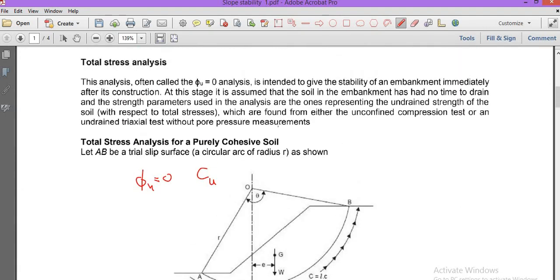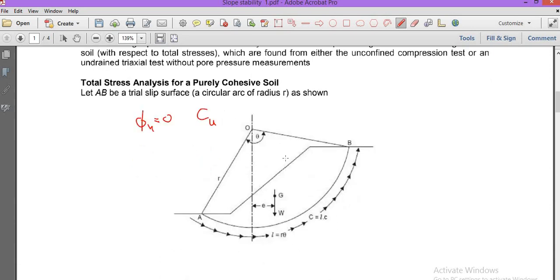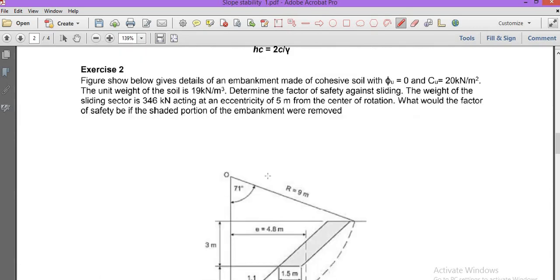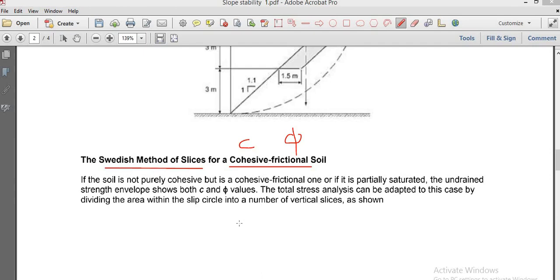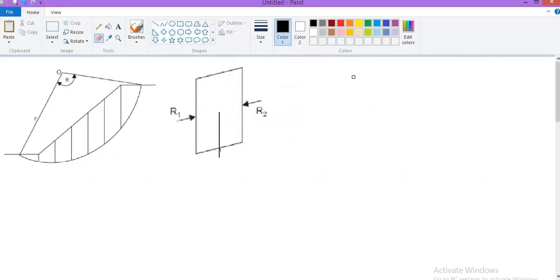Because the previous method is for undrained analysis, or the undrained state of the embankment, which is generally made of clay soil. So this is the method of analysis for cohesive frictional soil, that means we have both C and phi. We use something called the Swedish method of slices. So let's look at this Swedish method of slices.